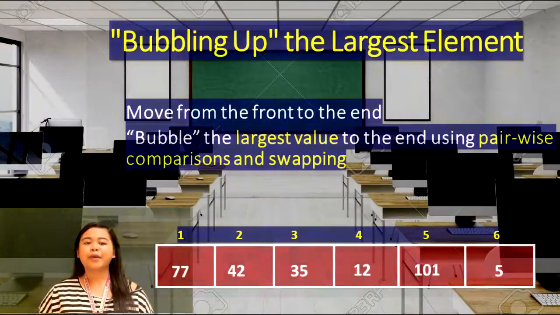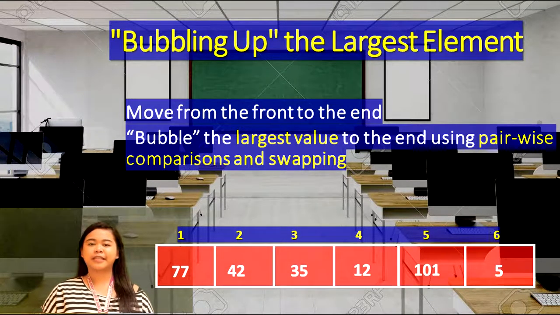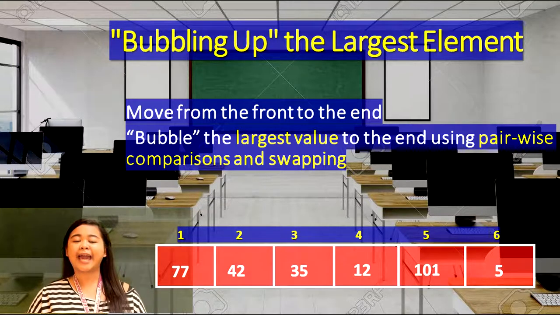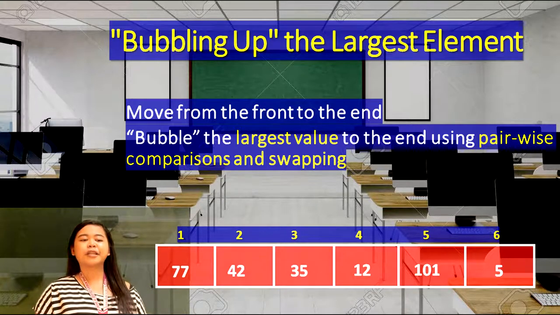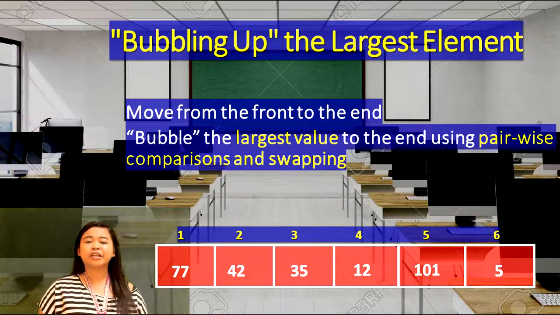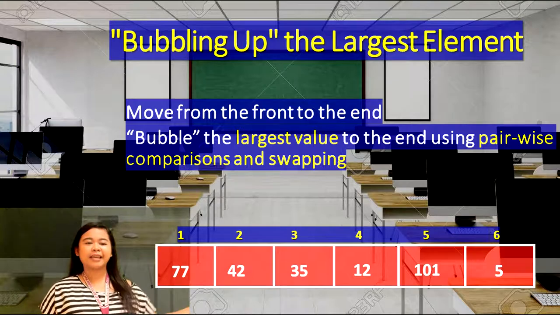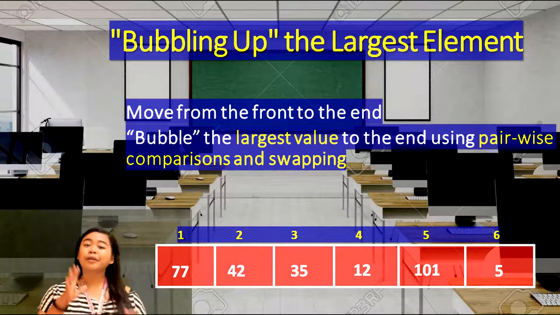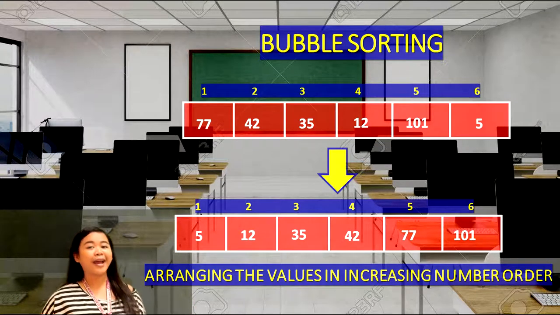So we have here an example of an array which has 6 positions: 1, 2, 3, 4, 5, 6. Each position has corresponding values. In position 1, there is 77; position 2, 42; third position, 35; fourth position, 12; fifth position, 101; and sixth position is 5. As you can see, they are not properly in order. So in bubble sort, we should change their positions in order for them to be in the correct position.